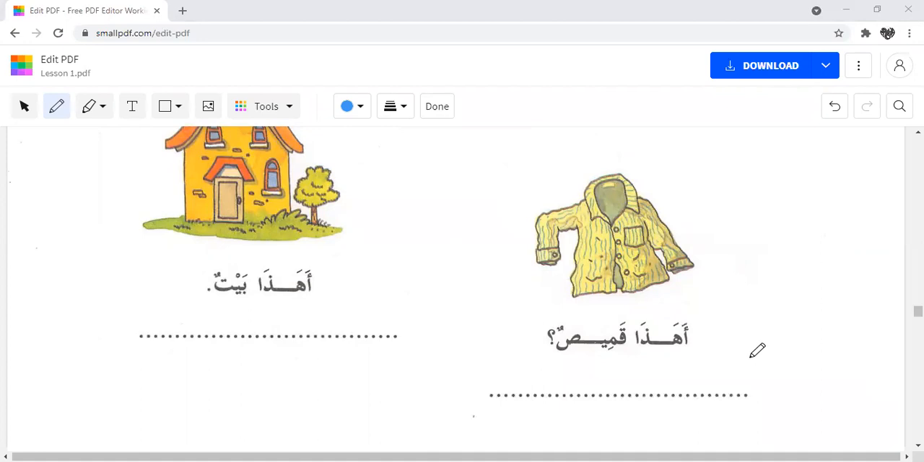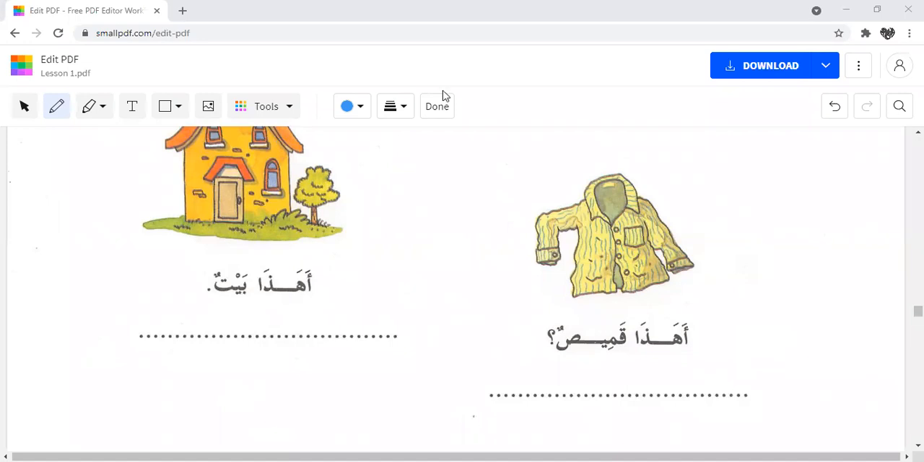First, this is a shirt. Is this a shirt? Correct? Yes, that's correct. Is this a shirt? Yes, this is a shirt. Very good. Good job. Can you do this one as well?